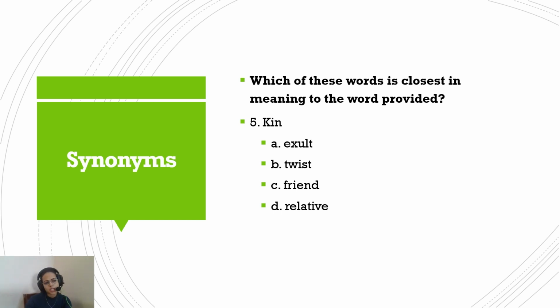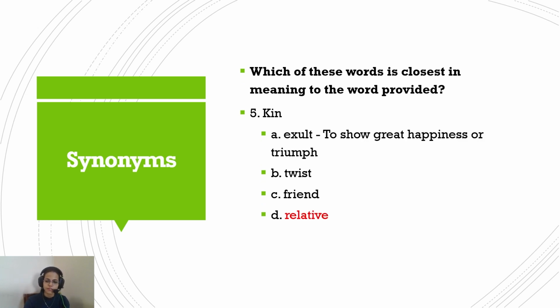In legal terms, you might have heard of this phrase, who is the next of kin of this person. So a relative. Kin is a relative. What does the word exult mean? To show great happiness or triumph. Somebody was exalted by some event, so that person was really happy, felt triumphant. You can just remember it as very happy, exalt. Kin means relative. Next of kin is your closest relative.